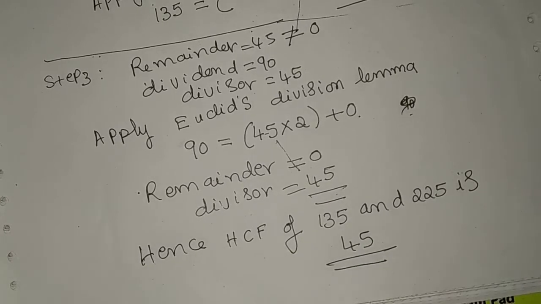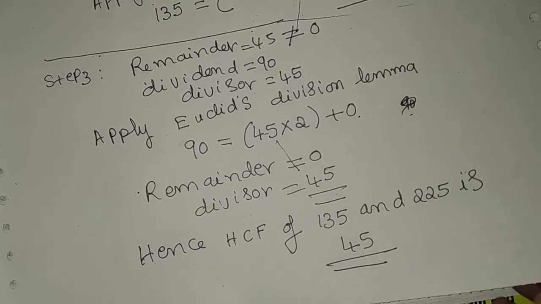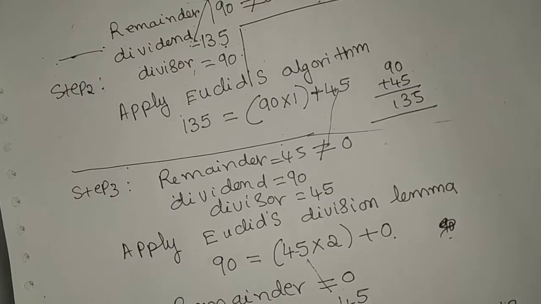So how many times did we apply the algorithm? That is Euclid's algorithm, we applied it 3 times. Until we get the remainder 0, we have to go on applying the algorithm. So this is the first problem. We move on to the second one in the exercise.